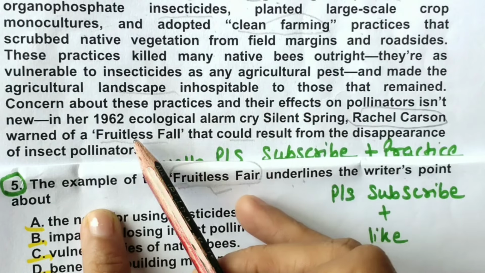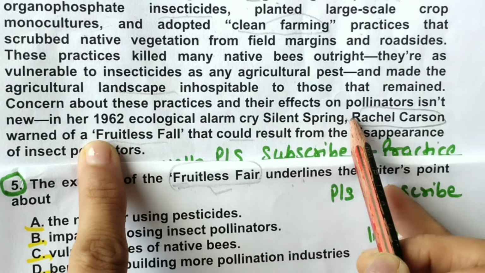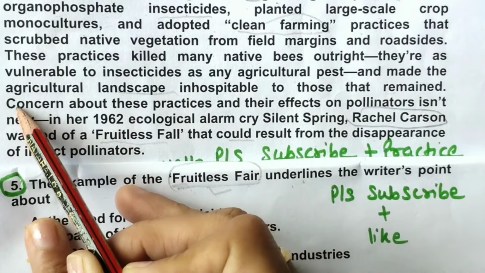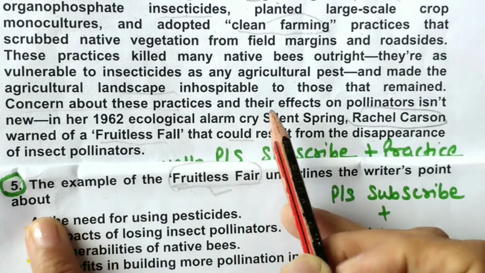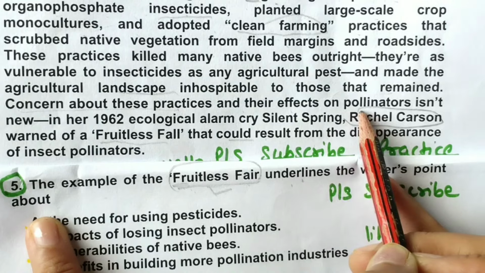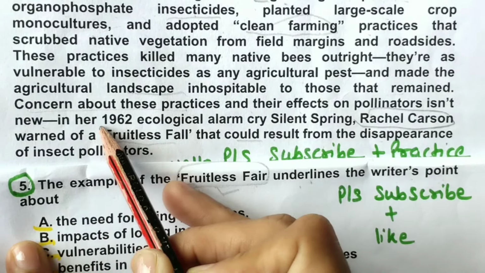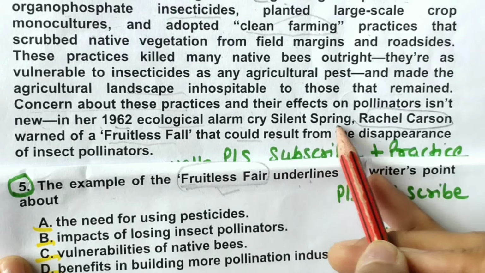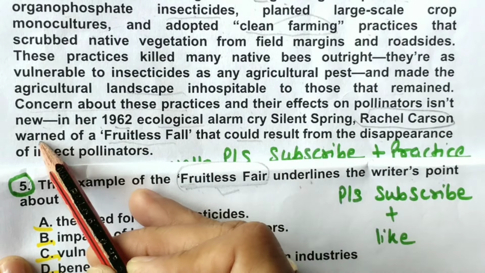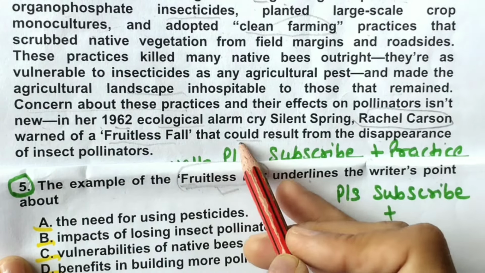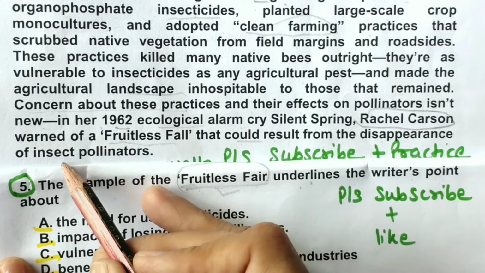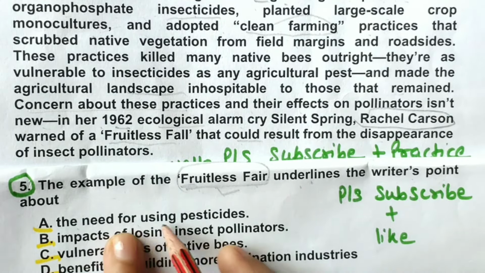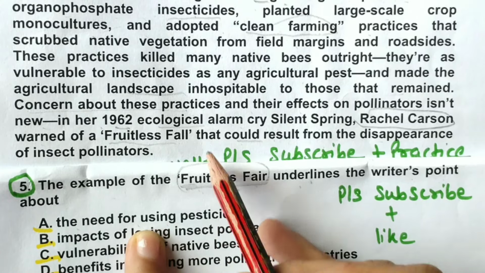From where can we read it? The sentence starts from here. Concern about these practices and their effects on pollinators isn't new. In her 1962 ecological work Silent Spring, Rachel Carson warned of a fruitless fall that could result from the disappearance of insect pollinators.